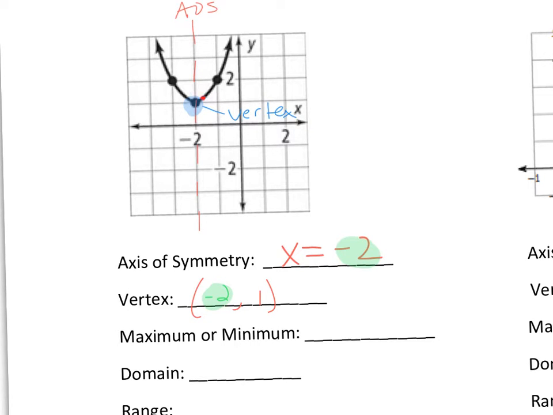So when I'm looking at this guy right here, is this a maximum point? In other words, is it your highest point? Or is it a minimum? Is it your lowest point? So in this case, this guy right here is the lowest part of the U, so it's going to be a minimum. All right, so I'm just going to put min down for minimum.